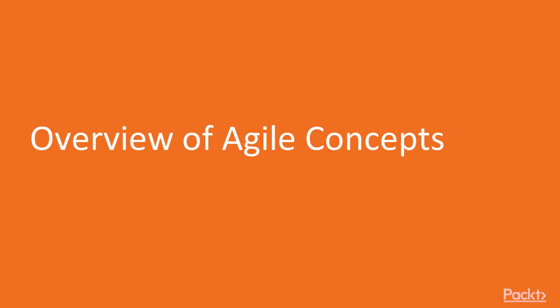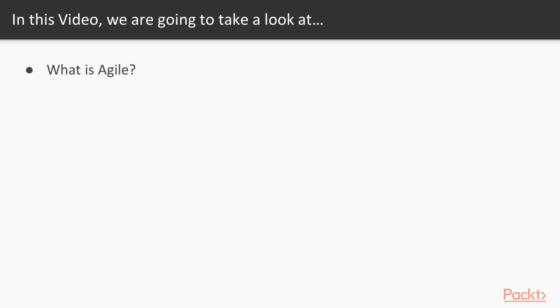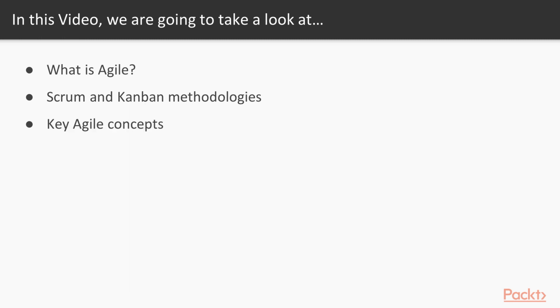In the previous video, we discussed how to use JIRA for development projects. Let us now take a look at an overview of Agile concepts. In this video, we are going to take a look at what is Agile, Scrum and Kanban methodologies. We'll take a look at some key Agile concepts and we'll discuss different roles in Agile.